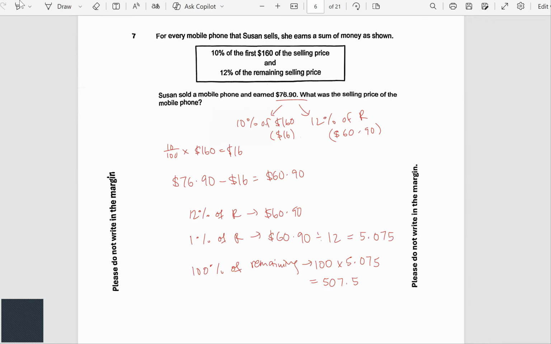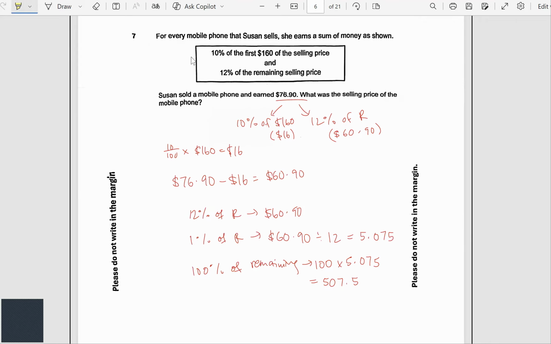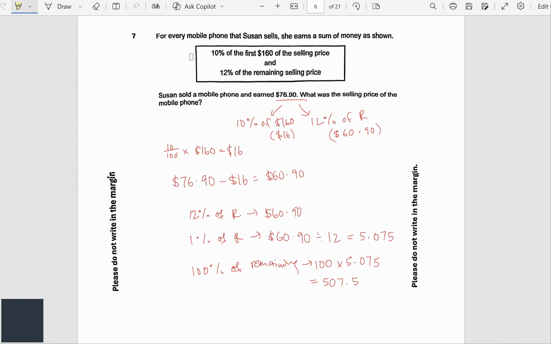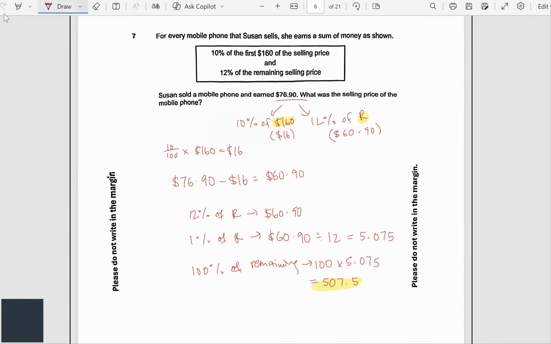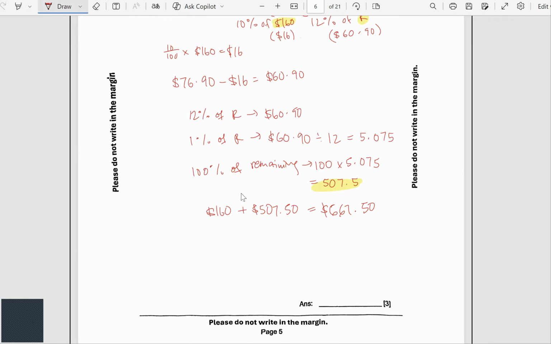So the original selling price is this 160, the first portion, and then your remainder, which is this one. So 160 plus 507.5 is $667.50.